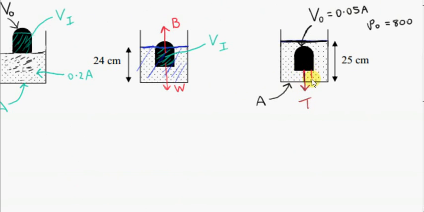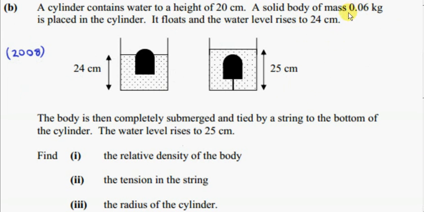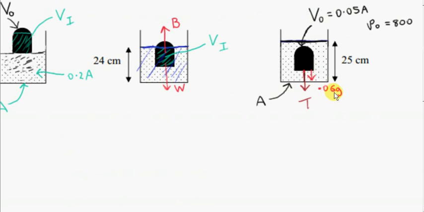We have the weight. Well, we're given the mass, so the weight has magnitude 0.06 g. Of course, this object is in equilibrium, its acceleration is 0, so the force acting upwards must be equal to the two forces acting downwards. So the magnitude of upward forces is the sum of the magnitudes of downward forces.